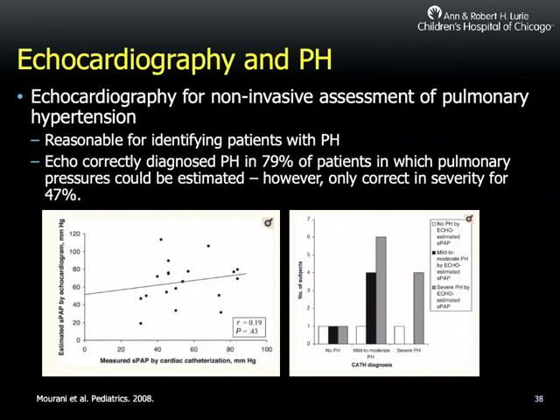However, you can see in terms of actually being able to measure the severity and the accuracy of pulmonary hypertension, the correlation here is pretty poor. This was a study done in 2008 where they looked at your systolic pulmonary artery pressures measured by echocardiogram in comparison with cardiac cath. And you can see how poorly it correlated.